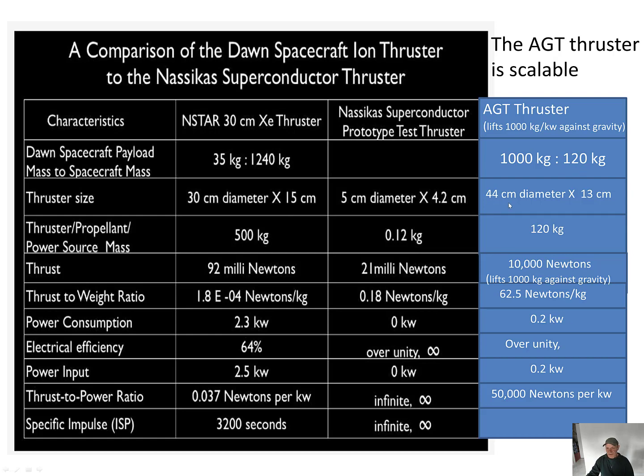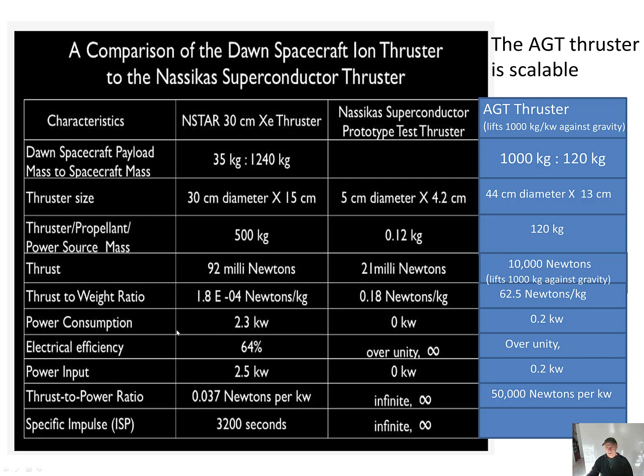The thruster size here is bigger, it's 44 centimeter diameter times 13 centimeters. Power source mass is still 120 kilograms. The thrust, there's the big difference: 92 millinewtons for NSTAR and 21 millinewtons for the superconductor thruster, and in our case it is 10,000 newtons, lifting 1,000 kilograms against gravity. And the thrust to weight ratio here is 0.18 newtons per kilogram, here it is 62.5 newtons per kilogram.